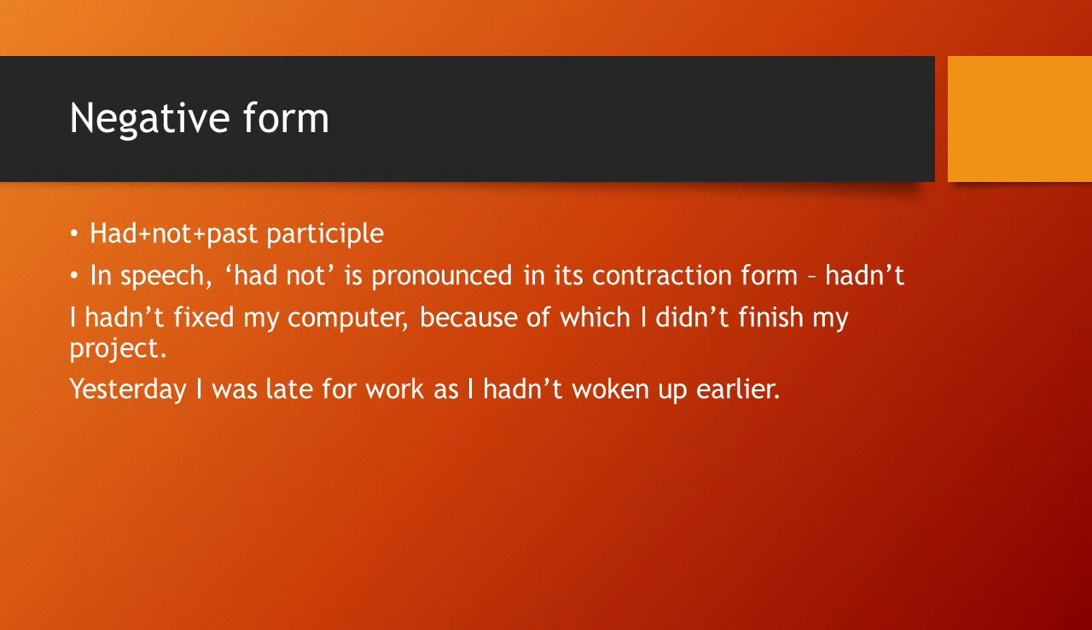So you could say, I hadn't fixed my computer, because of which I didn't finish my project. And you see how nicely this sentence is framed. You have a sentence with simple past, I didn't finish my project, and before that another action happened, that is you hadn't fixed your computer. Yesterday I was late for work as I hadn't woken up earlier. So you were late, this thing happened later. The earlier thing was the reason, that you hadn't woken up earlier.